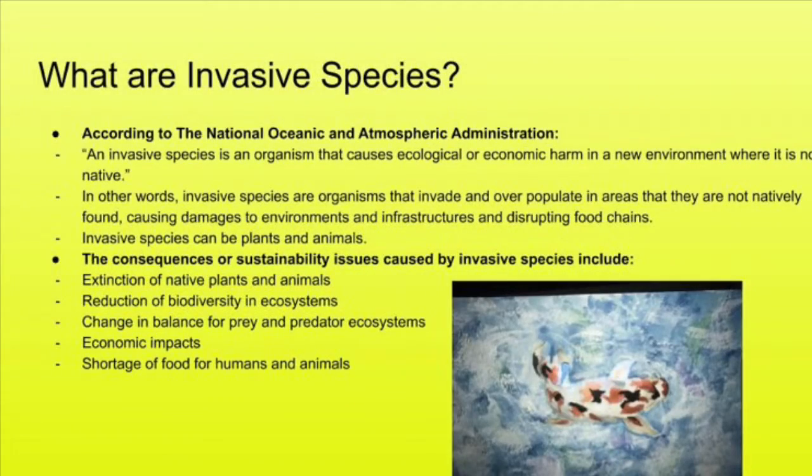According to the National Oceanic and Atmospheric Administration, an invasive species is an organism that causes ecological or economic harm in a new environment where it is not native. In other words, invasive species are organisms that invade and overpopulate in areas where they are not natively found, causing damage to environments and infrastructure and disrupting food chains. Invasive species can be plants and animals.